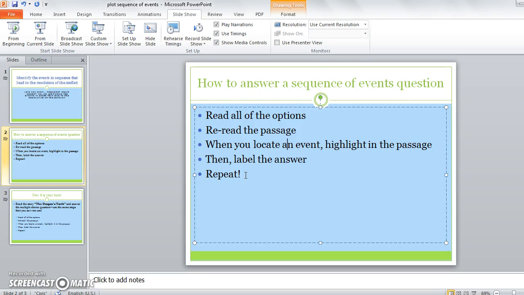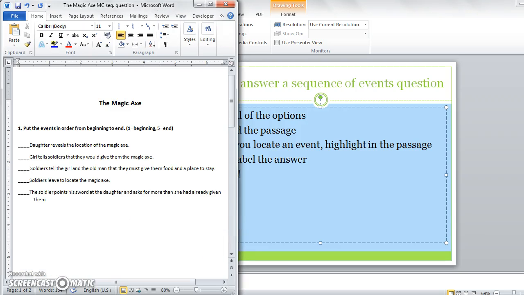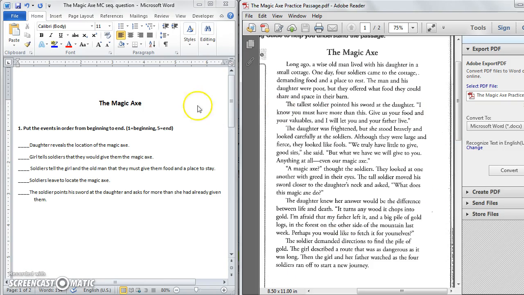So let's take a look. I'm going to model this, and you're going to watch, just like when we do this in class. So first, I need to read all of the options. My options are, daughter reveals the location of the magic axe. Girl tells soldiers that they would give them the magic axe. Soldiers tell the girl and the old man that they must give them food and a place to stay. Soldiers leave to locate the magic axe. And finally, the soldier points his sword at the daughter and asks for more than she has already given them. So these events obviously aren't in order, and we need to put them in order, with 1 being the beginning and 5 being the end.